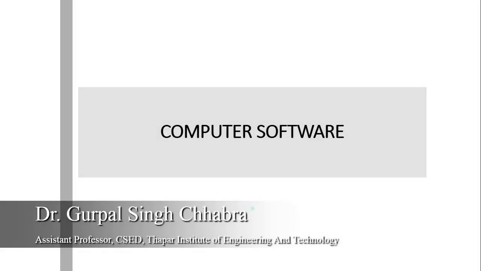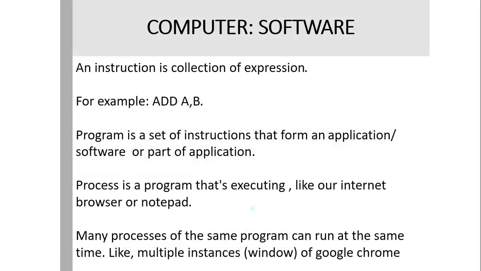Hi, topic for this session is computer software. An instruction is a collection of expressions. For example, add a comma b. So this is an instruction given to the CPU for processing or adding a and b. A program is a set of instructions as shown above that forms an application or a software or part of application. So we make one program that has multiple instructions in it that combinedly perform a particular task.